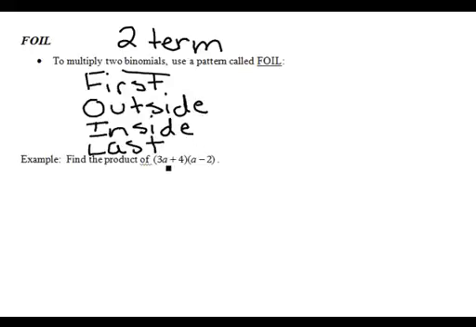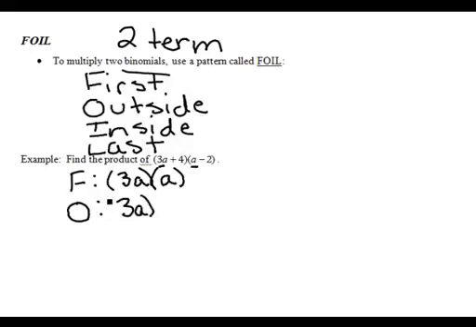FOIL to multiply 3a plus 4 times a minus 2, my first terms that I would be multiplying together would be a 3a times an a, because they're first in each of the two binomials. My outside terms that I would be multiplying together would be the 3a and the negative 2, since they are on the outside or outer parts of each of the binomials.